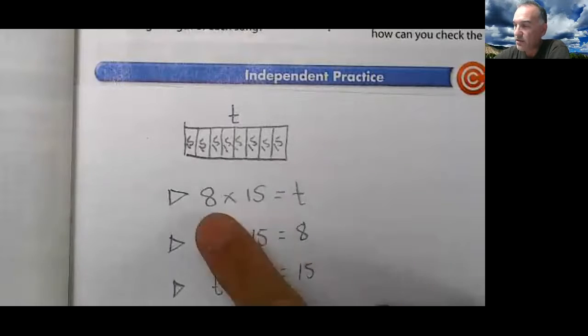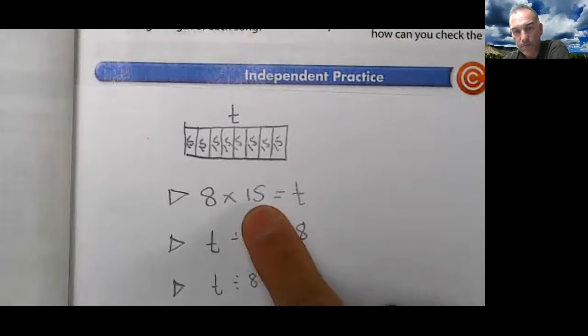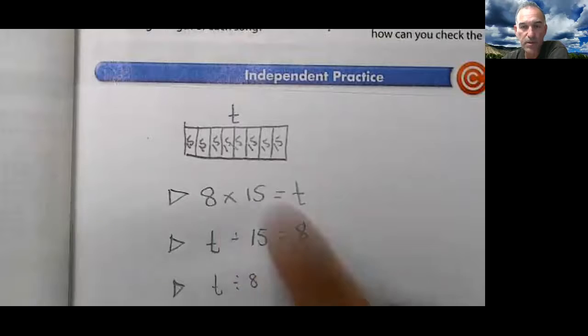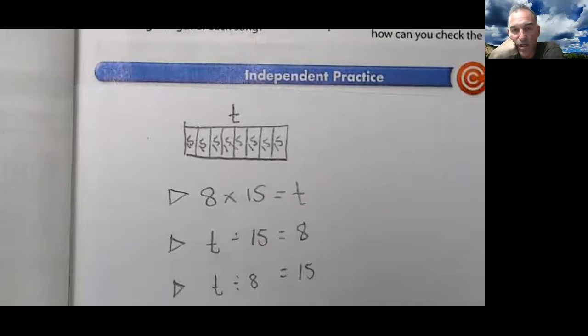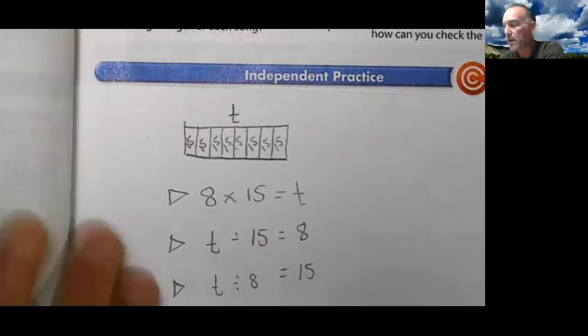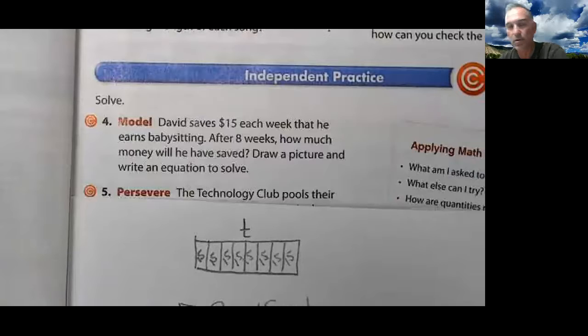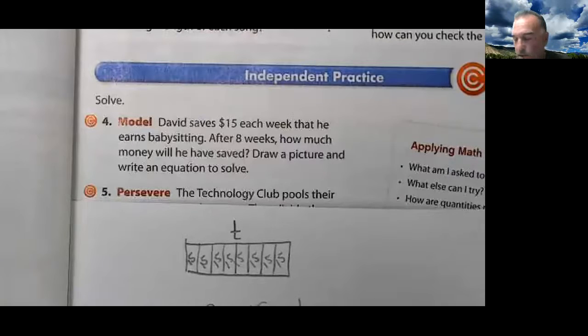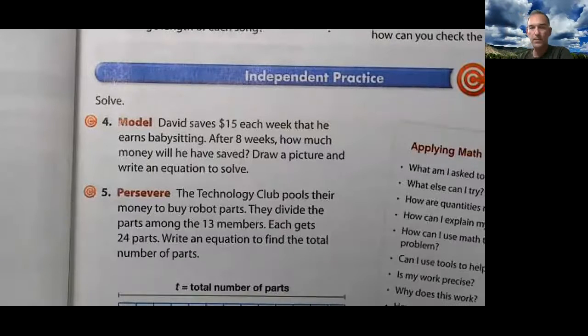I could look at this. 4 times 15 is 60? Yes, so this must be 120, correct? T equals 120. I look back. How much will he earn after 8 weeks? 120 bucks. Let's do another one.